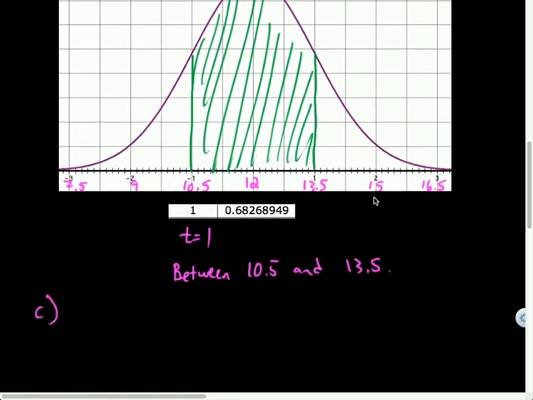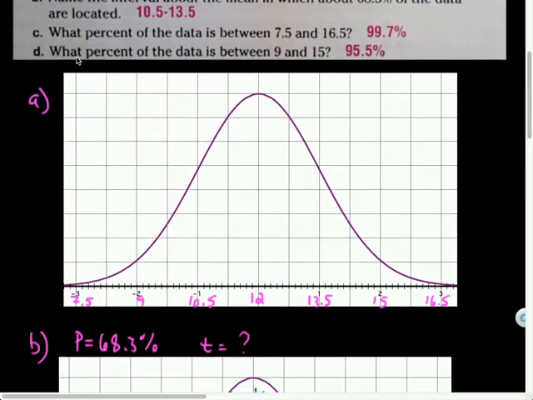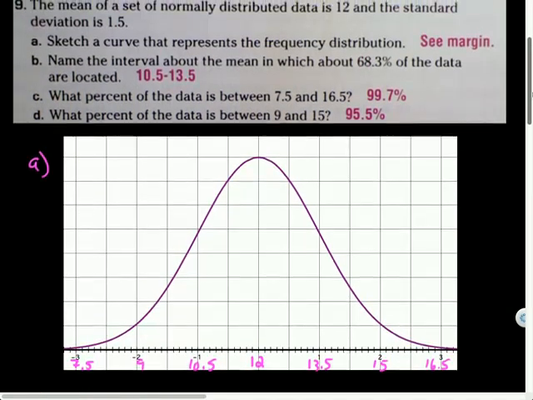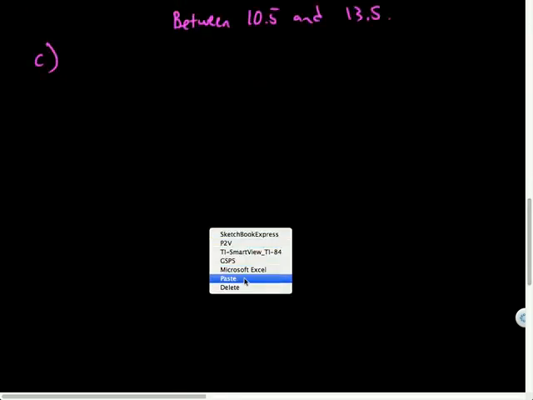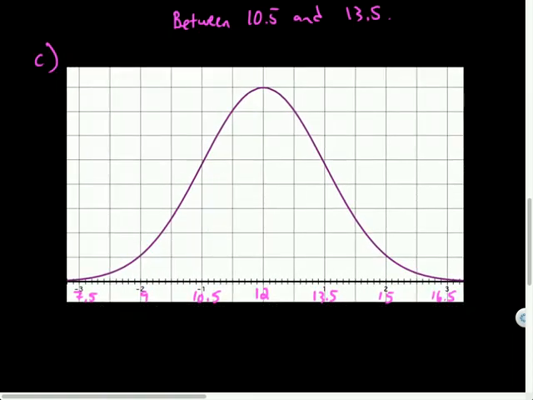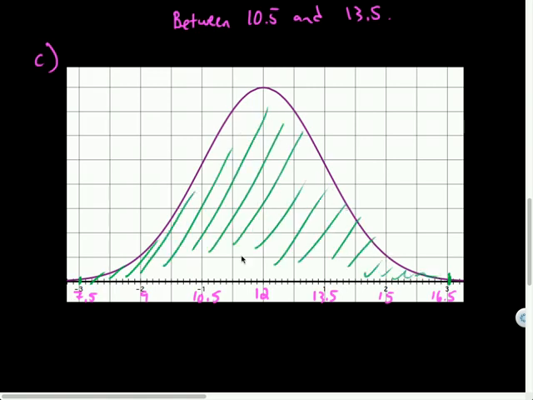Let's see. So part C. Here we go. Let's see, it says what percent of the data is between 7.5 and 16.5. I think that might not even land on my chart. Oh no, it does. So, well, looking at this, 7.5 is right here, 16.5 is right here. That's going to look like my whole chart. It's not all of the data though, it's just most of it. All right, there we go. And we're talking about 3 standard deviations above and 3 standard deviations below.